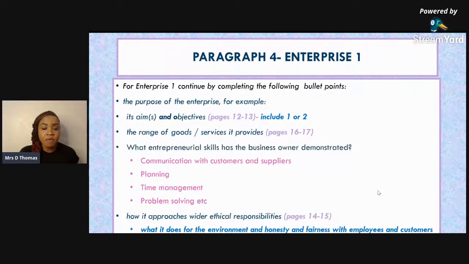So for wider ethical responsibilities, what does the environment and honesty and fairness with employees and customers look like? There is a page in the textbook, pages 14 to 15. Check that out, 14 to 15, and you'll have more details on the ethical responsibilities, which you need to write down on here.